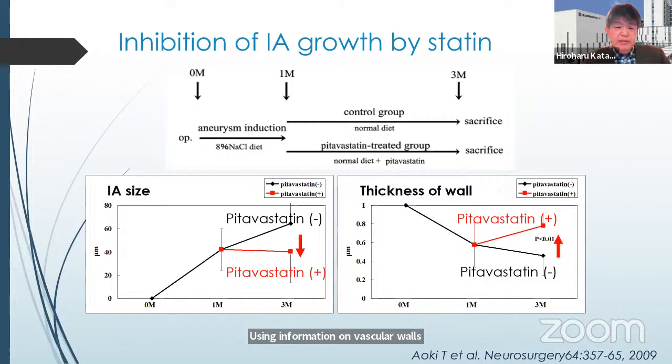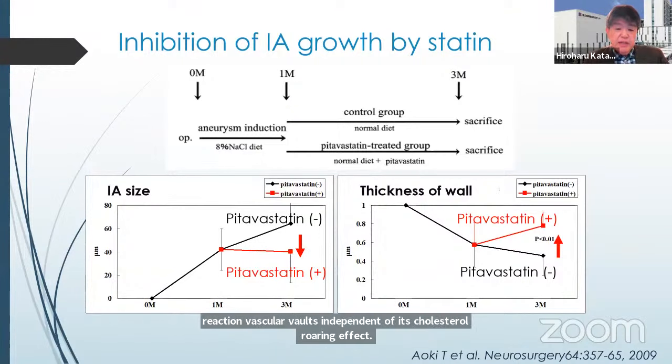After making clear that inflammation is really important in aneurysm formation, we started thinking that some anti-inflammatory drugs might have an inhibitory effect on aneurysm growth and rupture. We first tested the effect of statin. Statin is known to have a so-called pleiotropic effect and a preventive effect for inflammatory reaction in vascular walls, independent of its cholesterol lowering effect.